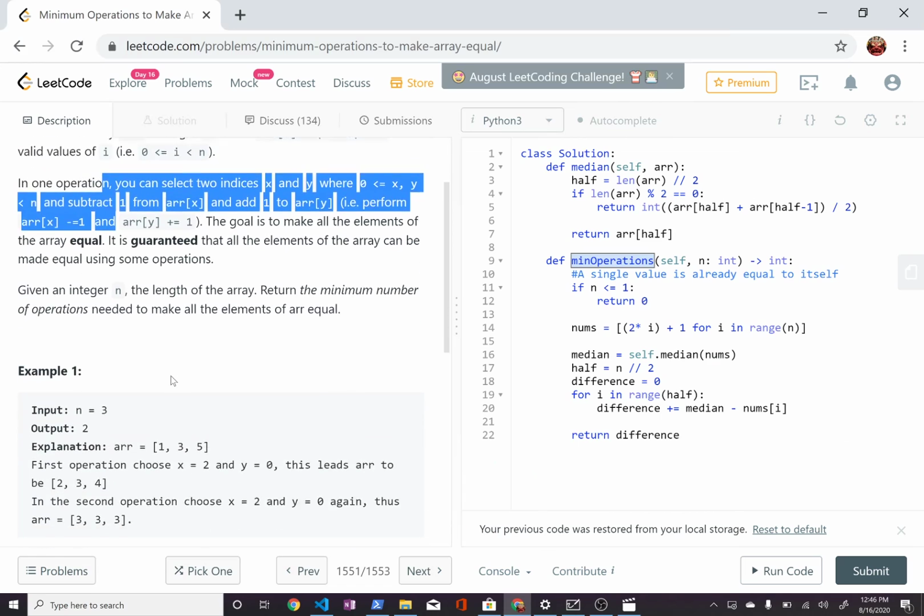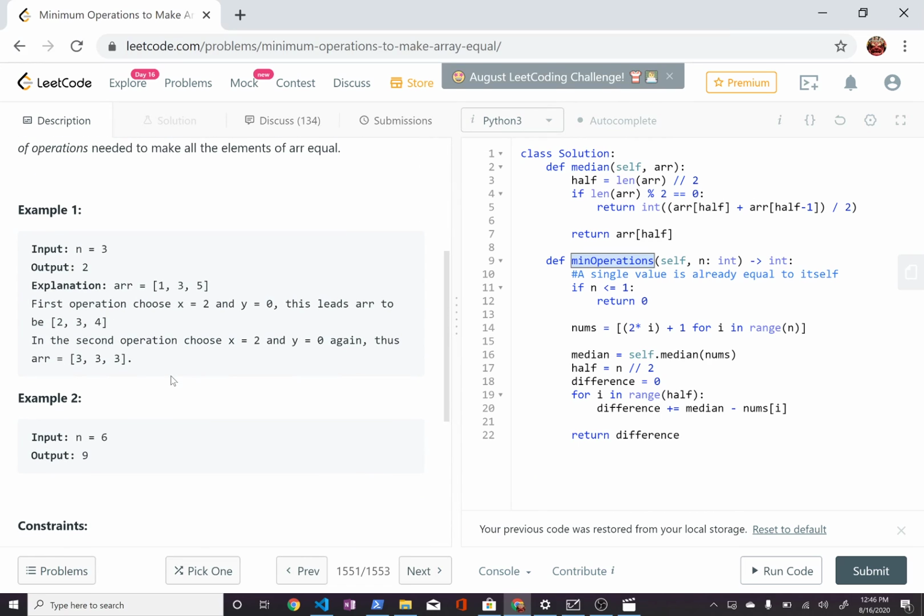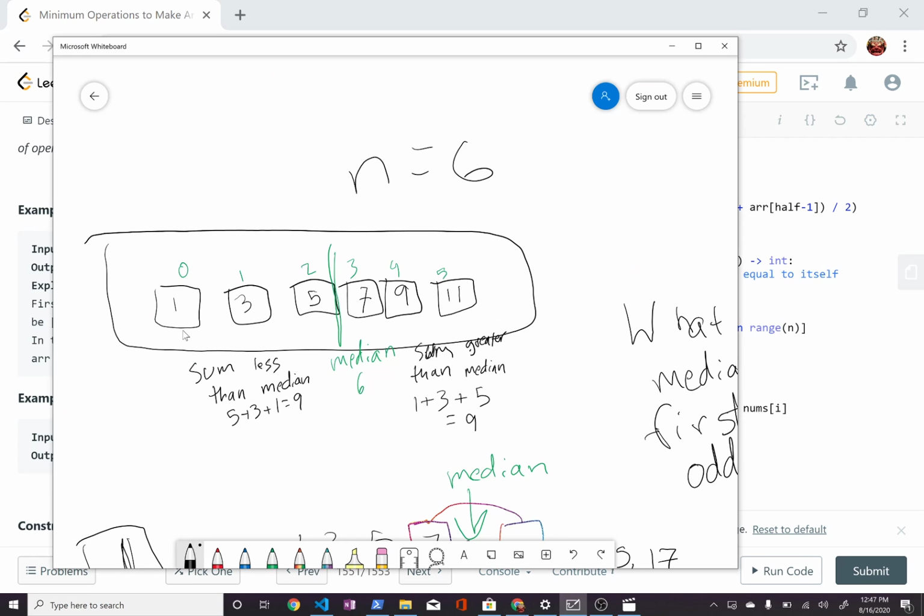So the example that LeetCode gives is if n is equal to 3, you have this array 1, 3, 5, the first 3 odd numbers, and you can choose index 2 and index 0, 2 to decrease and 0 to increase. So you decrease the 5 to a 4 and increase the 1 to a 2, and then you do that same operation again, decreasing the 4 to a 3 and increasing the 2 to a 3, and then you'd have your result. All the values would be equal. They're all 3.